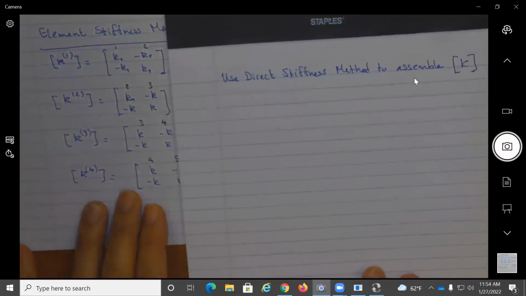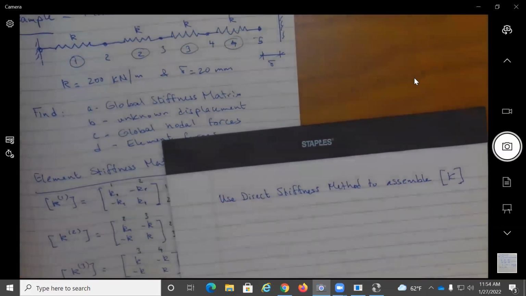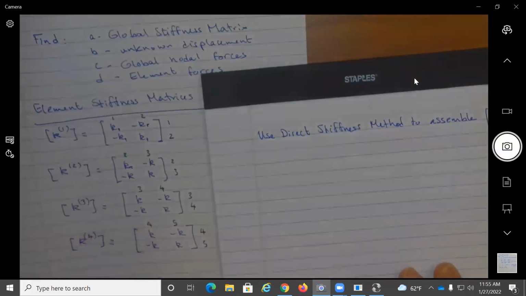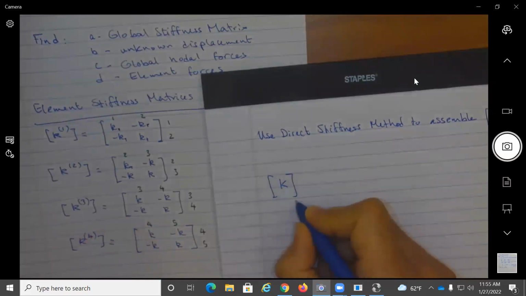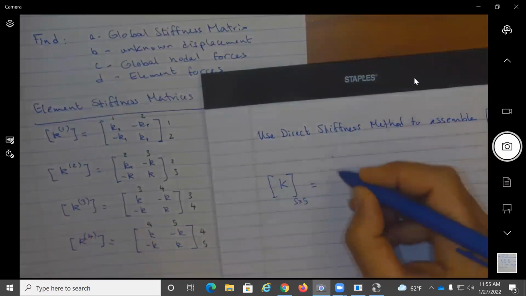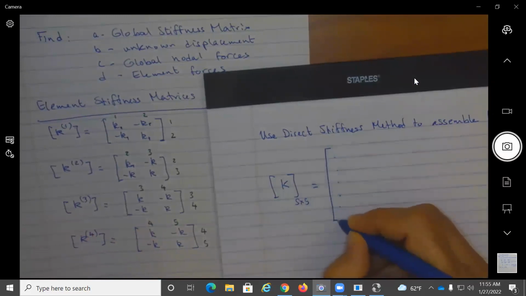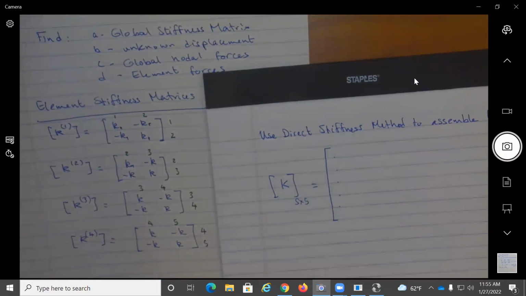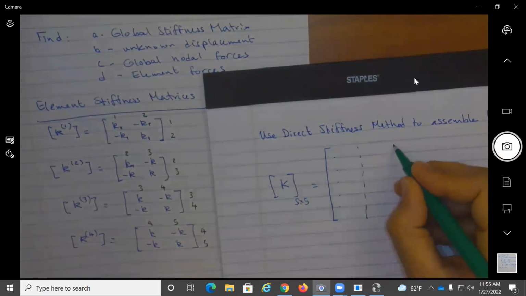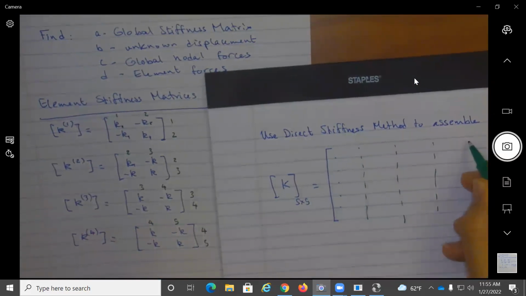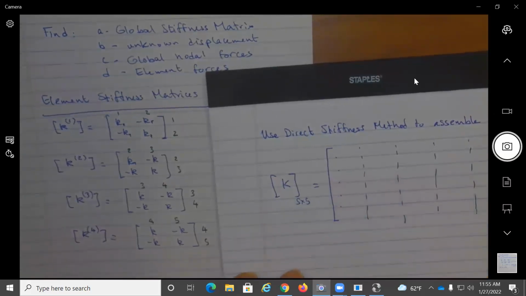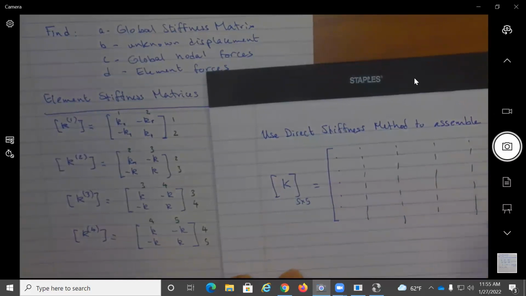Okay, so now one thing I need to ask myself, what is the order of the global stiffness matrix K? 5 by 5. Okay. So when I want to do that, I want to write here K, this 5 by 5, and I'm going to go 1, 2, 3, 4, 5. So we're going to have 5 rows and 5 columns. I go here like 1, 2, 3, 4, 5. 1, 2, 3, 4, 5.